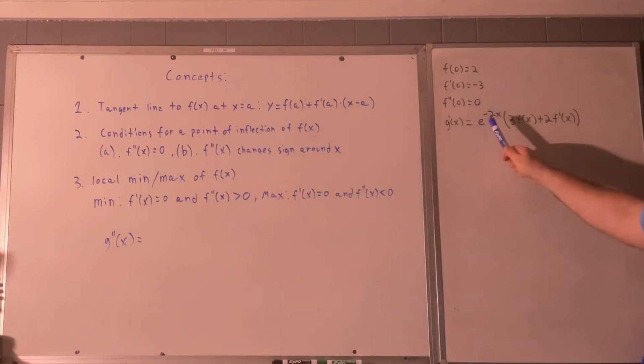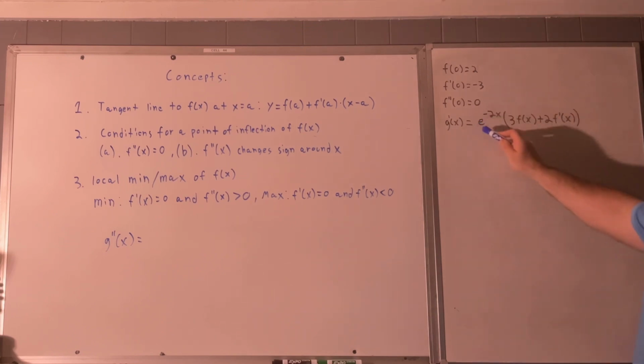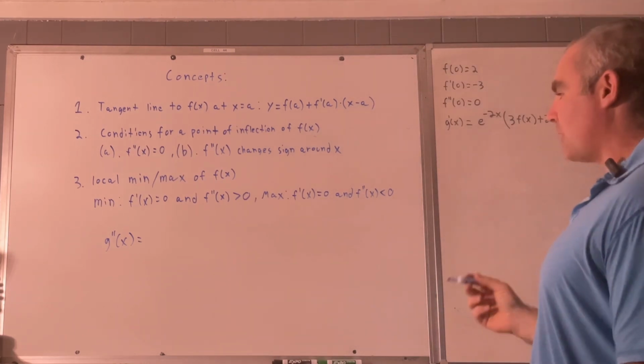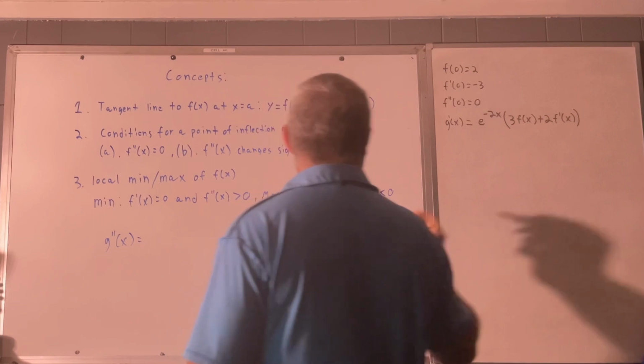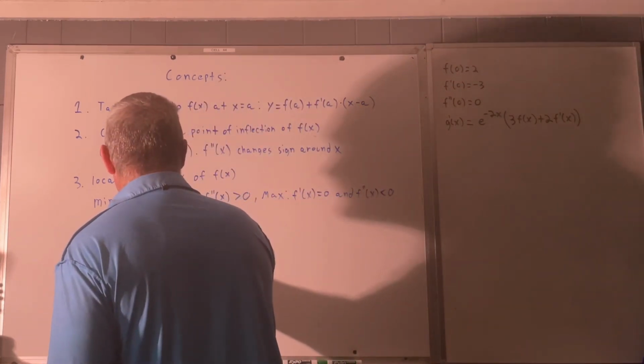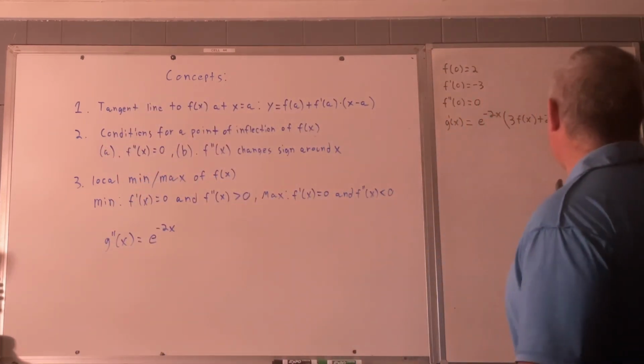You could distribute this e to the negative 2x and then do two product rules. You could do that, but why? Why would you do that? So what we're going to do is a product rule where our first function is e to the negative 2x and our second function is 3f of x plus 2f prime of x. All right, so product rule goes like this. It goes your first function, which is e to the negative 2x, times the derivative of your second function.